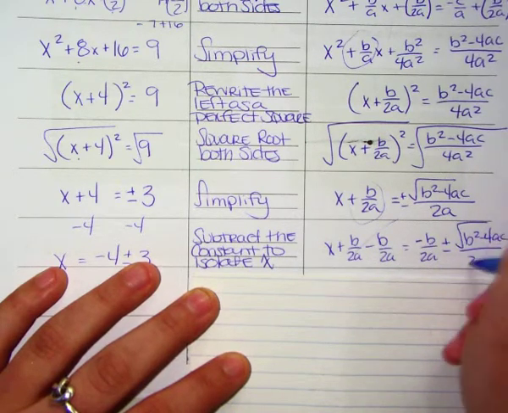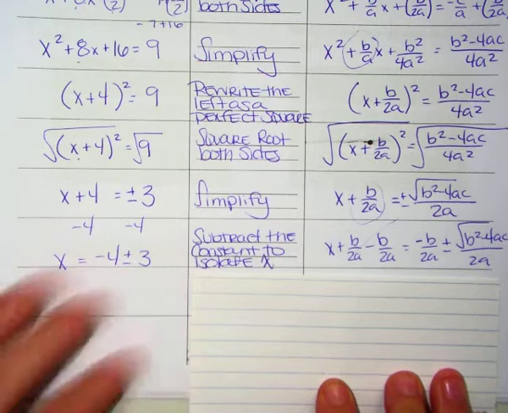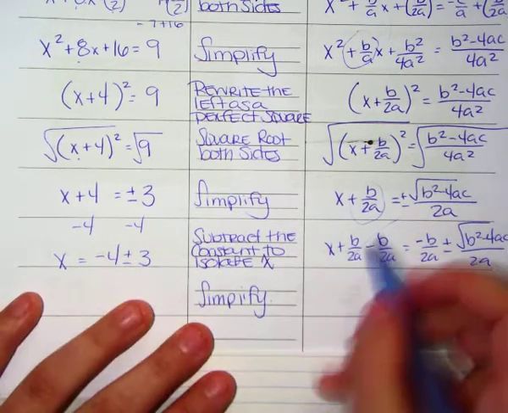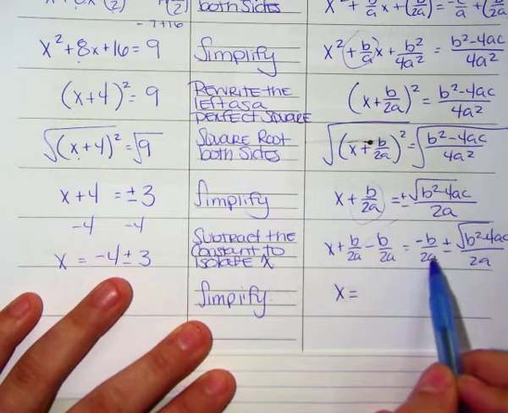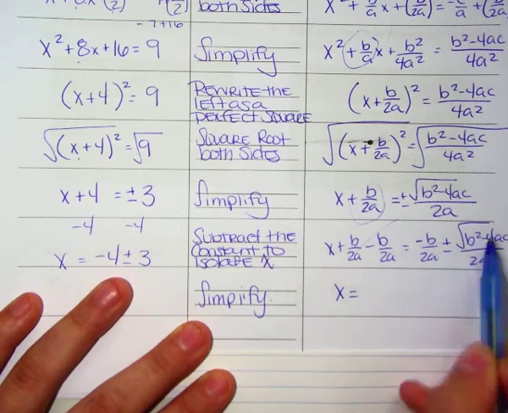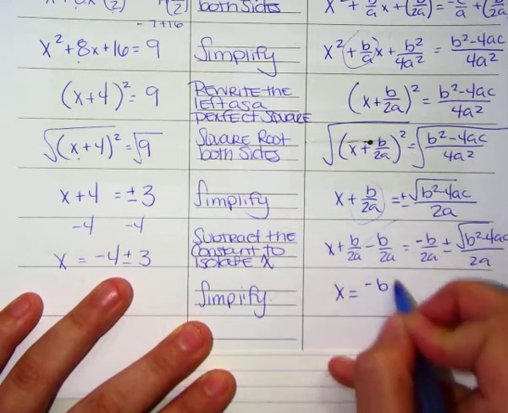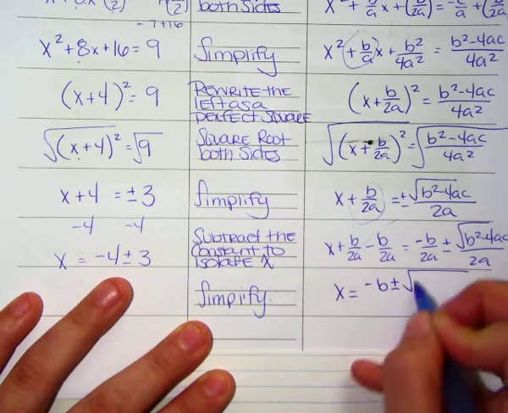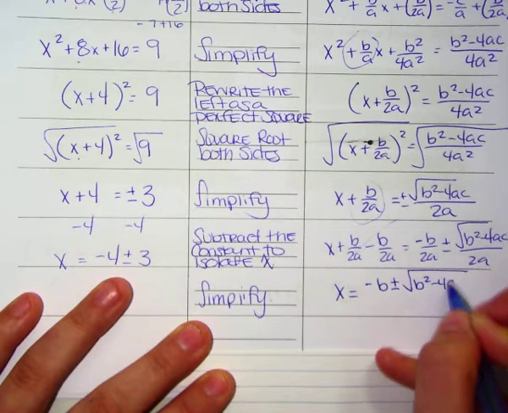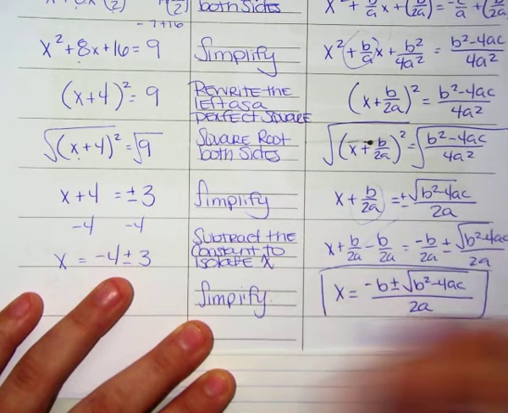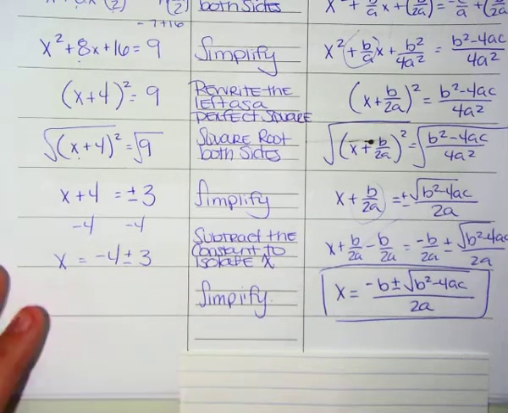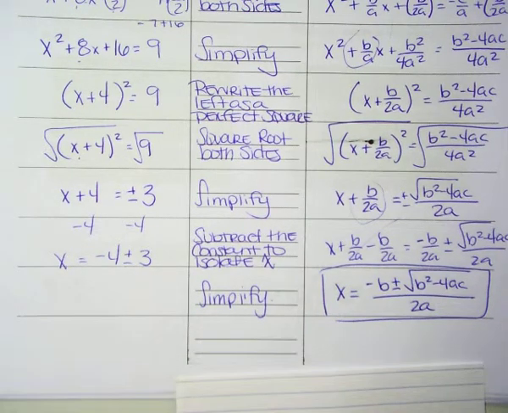And now we need to simplify. That's gone, so we get x equals. Now, since they have a common denominator, we can add the numerators. Negative b plus or minus square root b squared minus 4ac all over 2a. And that is the quadratic formula. If you need to, replay this once or twice to understand how to do it.